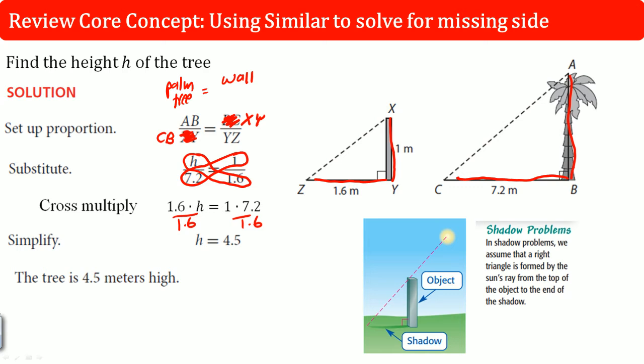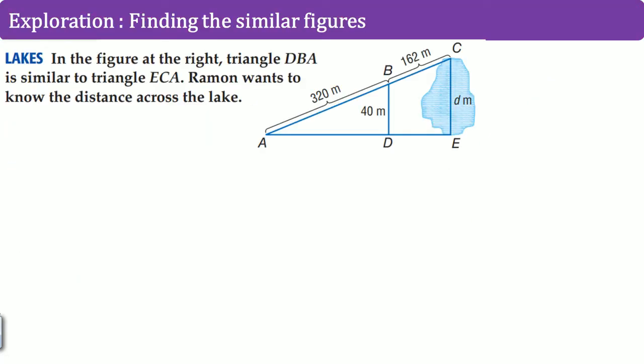This is easy because the two shapes are separate. You're going to find something like this. Expression, find the similar figures. Here's the scenario. This is the lake. In the figure to the right, triangle DBA, so this small triangle is right here, is similar to triangle ECA. So those are the two similar triangles right there. Ramona wants to know the distance across the lake, which is D.